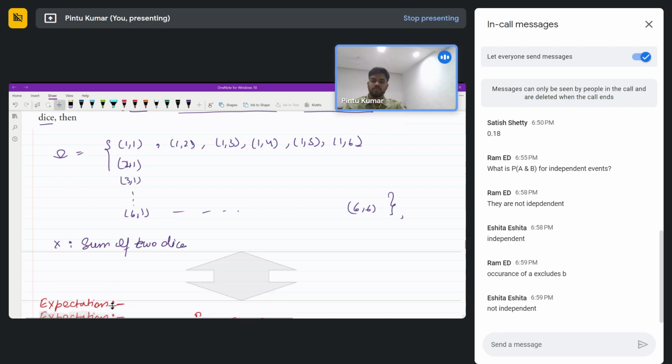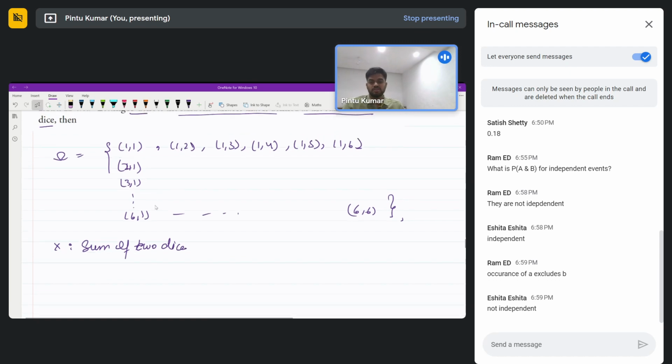The minimum value that it can have is 2 when you sum 1 and 1, and you can go all the way till 12, right? So, you now also have some associated probabilities, okay? What is the probability of x being 2? You have only one possible outcome. So, this would be 1 by 36.